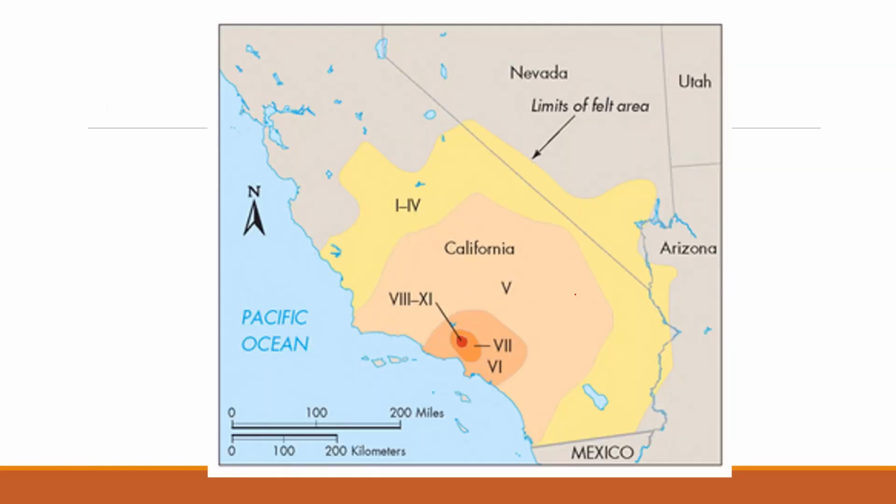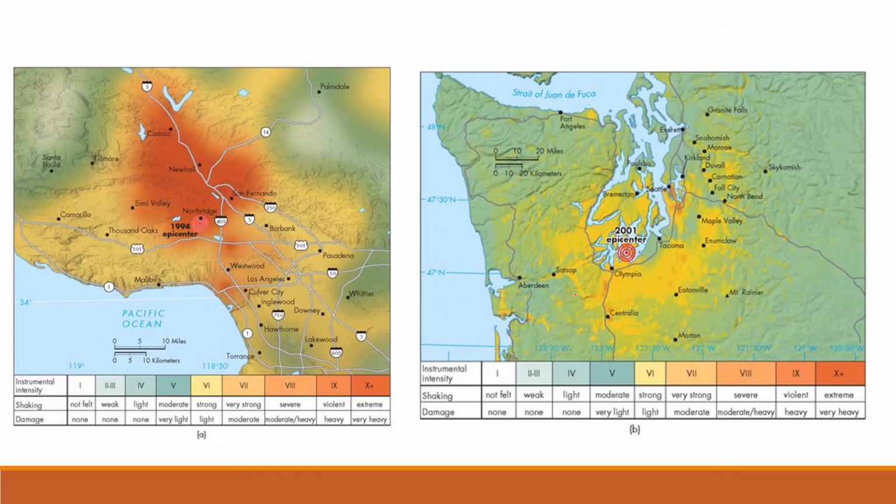Here's an example from California. So again, you're always going to have the most shaking close to where the earthquake occurred, and then you have less shaking as you move out. Here's an example from Northridge, and then an example from the Cascadia region. And this just shows you how much the local geology impacts it.